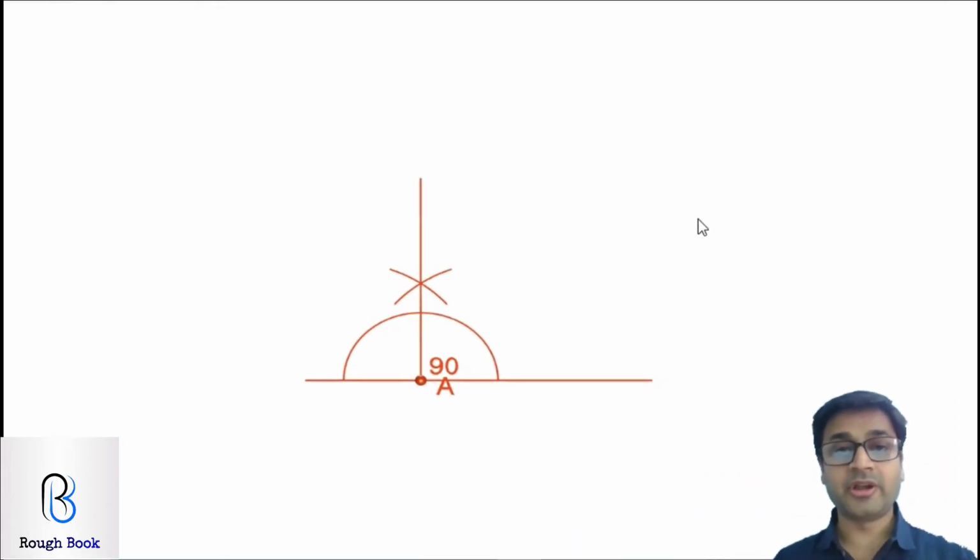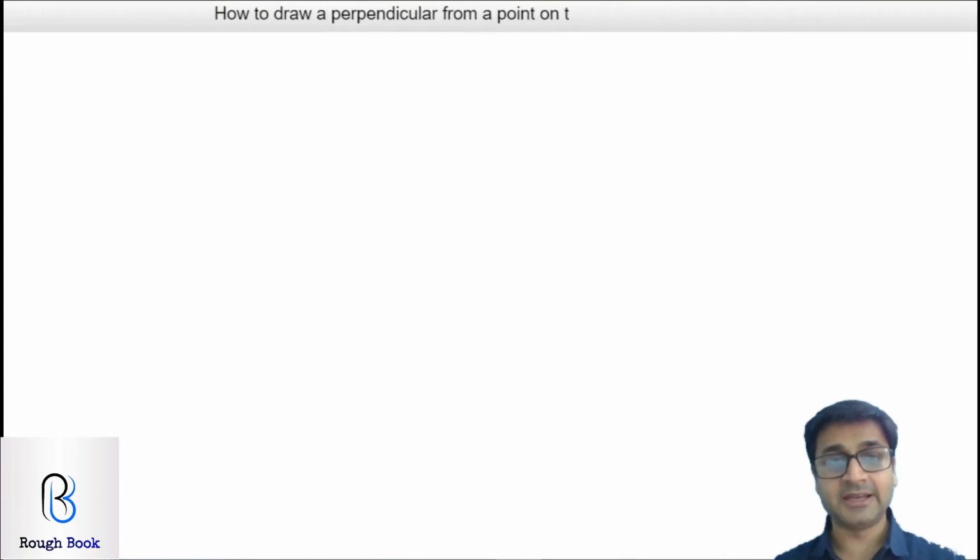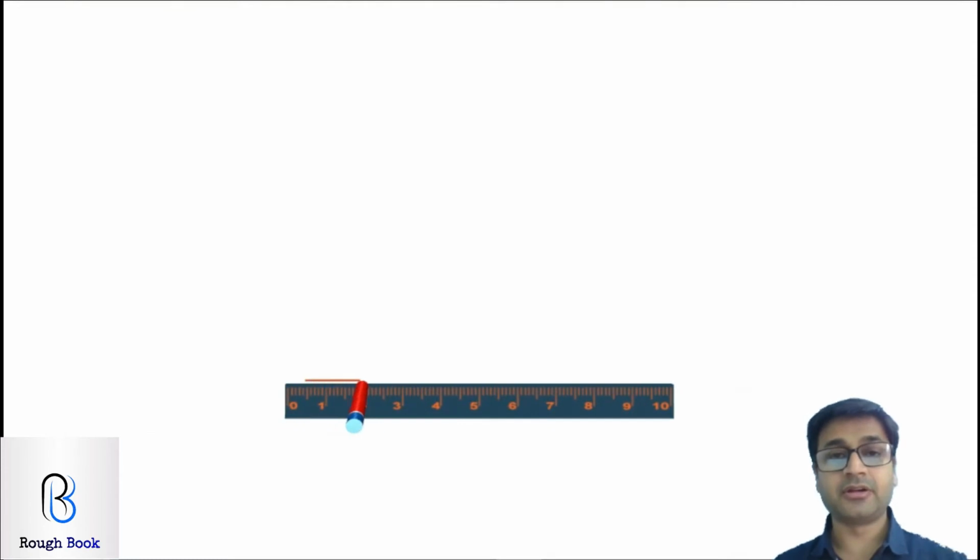So what we are now drawing is a perpendicular from a point on the line. It will look like this. There is a point A, and from point A on the line, anywhere, we are drawing a perpendicular. So how are we going to draw the perpendicular? Let's look into it. First, obviously, we are going to construct any line and mark a point A on that. Yeah, so that's your line right over there, and we are marking a point A on that.